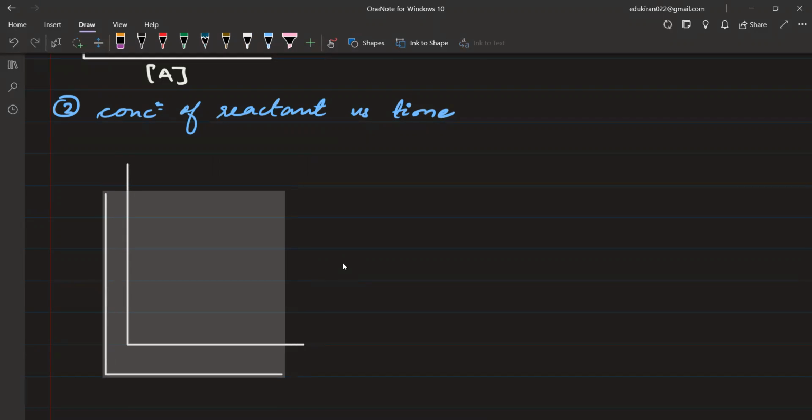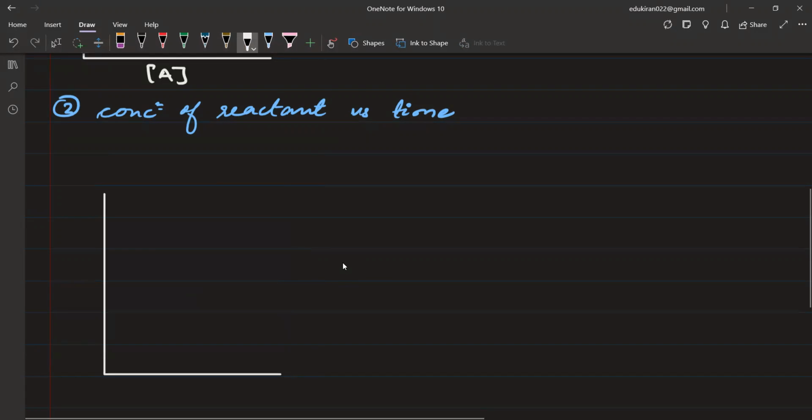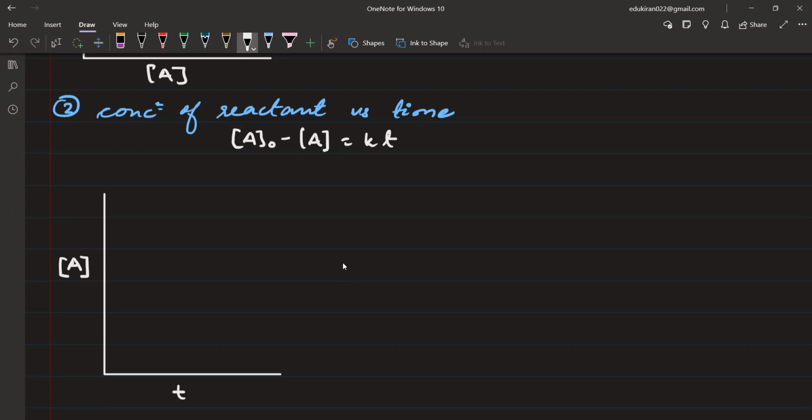So in this case, my x-axis is time, and my y-axis is concentration of the reactant. Now, if you look at the equation in which we have the concentration of reactant as well as the time, it is the integrated rate law equation, that is A naught minus A is equal to KT. You can also write this as y is equal to mx plus c. What is your y? Y is the concentration of A.